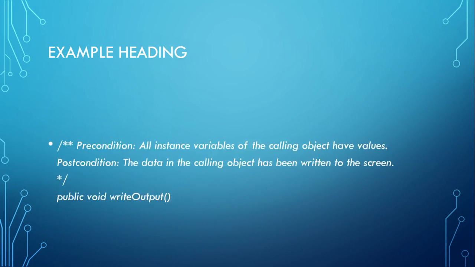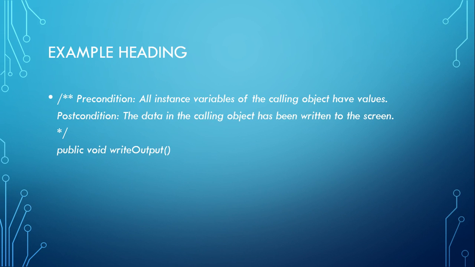All right, here's an example heading. So here I have precondition: all instance variables of the calling object have values. Now, obviously, you would make this a little bit more specific if you could. Like if you know, for example, it's going to be referring to private instance variables. So let's use our date fifth try class that we talked about. Day, year, and month. You can refer to those to make it a little more specific so you have a better understanding of what's going on.